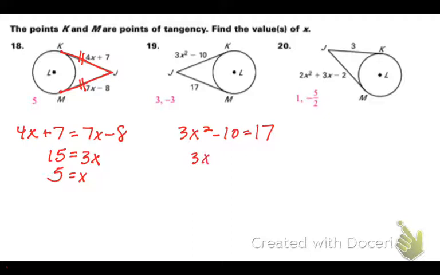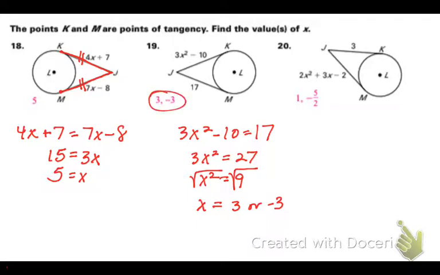3x squared, add 10 to both sides, is equal to 27. Divide both sides by 3, x squared equals 9. Take the square root of both sides. Okay, x is equal to 3, or remember, it can also be equal to negative 3, because negative 3 times negative 3 is 9. So you actually have two answers for this.